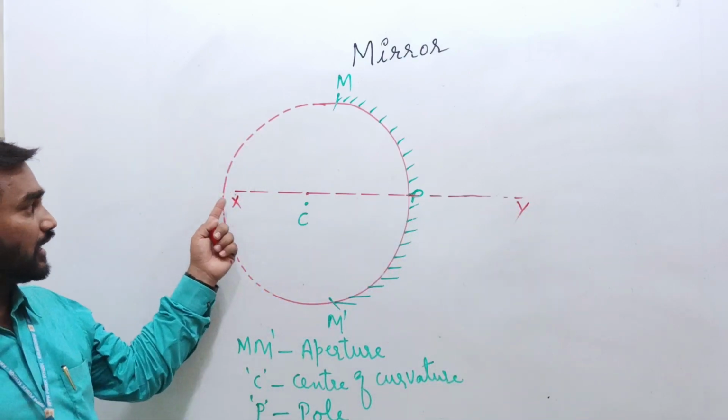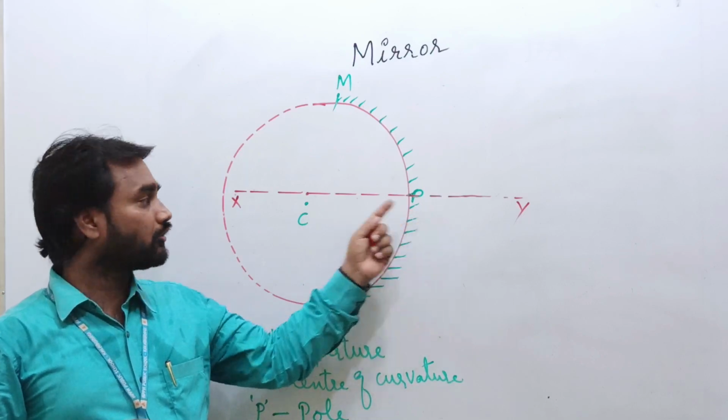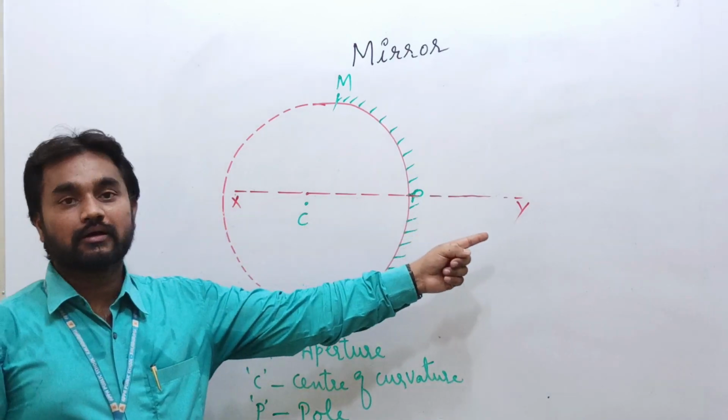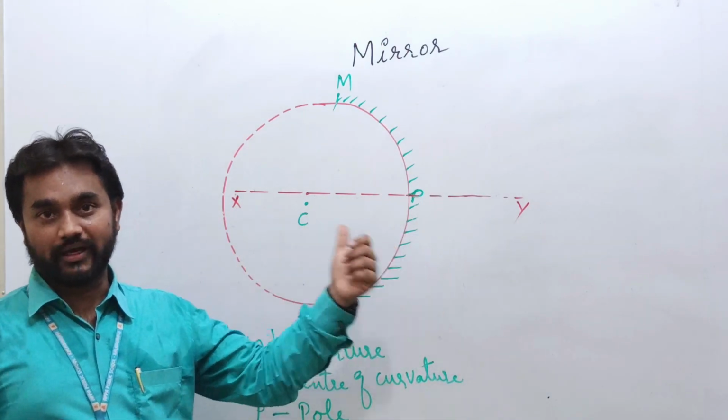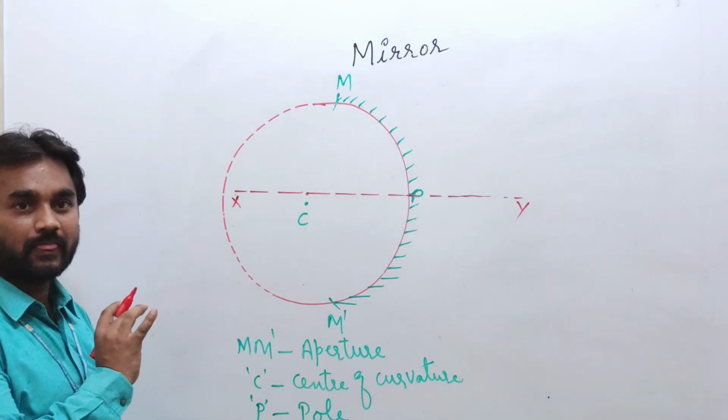The straight line passing through the center of curvature and the pole of the mirror is called the principal axis, which is denoted by XY. XY is the principal axis. Is that clear now? Okay.